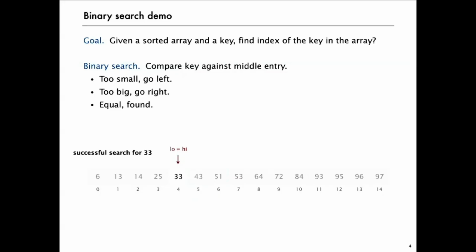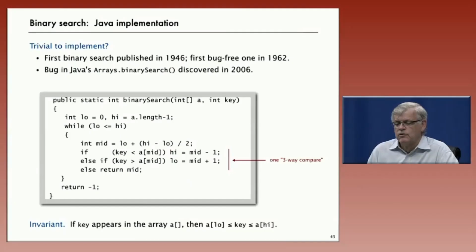And now we have only the one element to look at, and we found our key 33 in the array, and we return that index 4. If we're looking for something that's not in the array, we do the same process. So say we're looking for 34, it's going to be the same. Look in the left half, look in the right half, look to the left of the 43. Now there's only one key to look at, and it's not 34, so we say it's not there. So that's binary search. So here's the code for binary search.